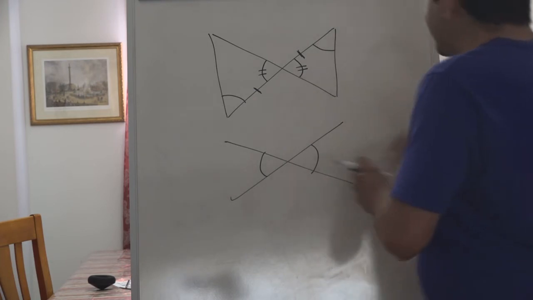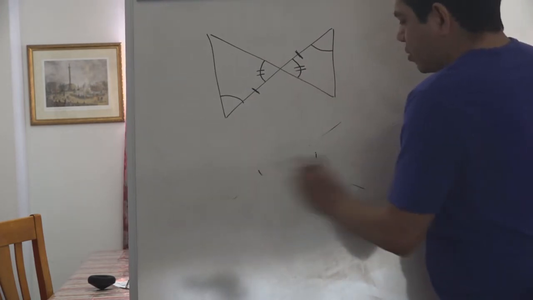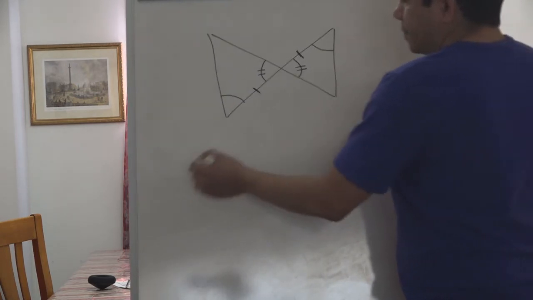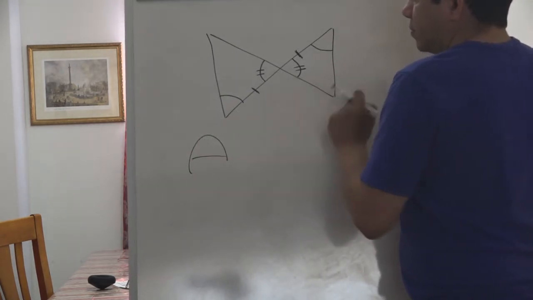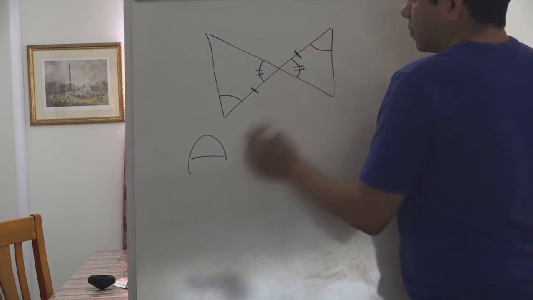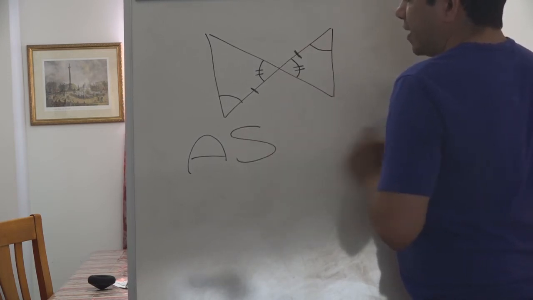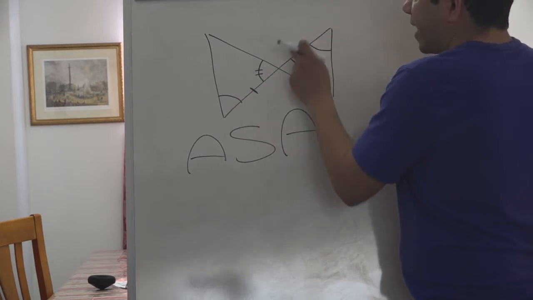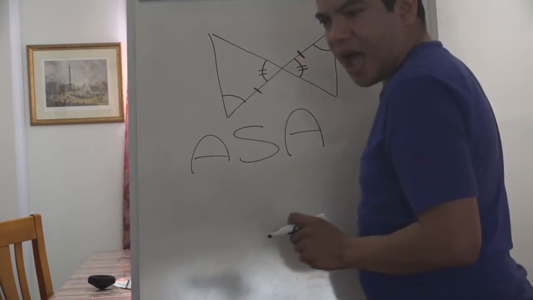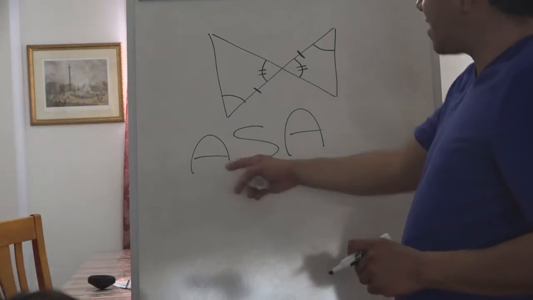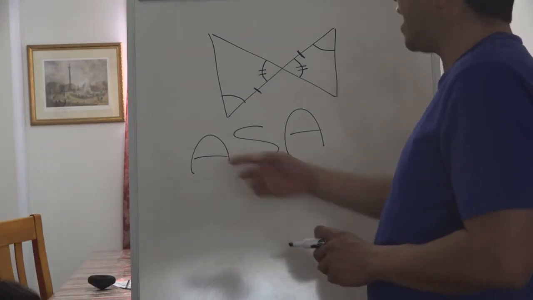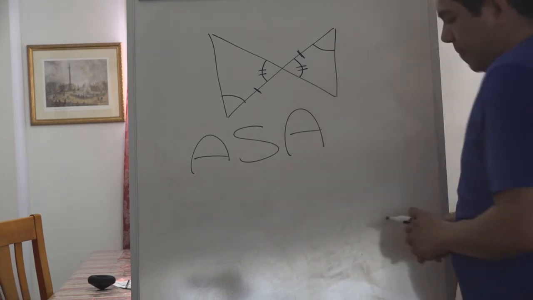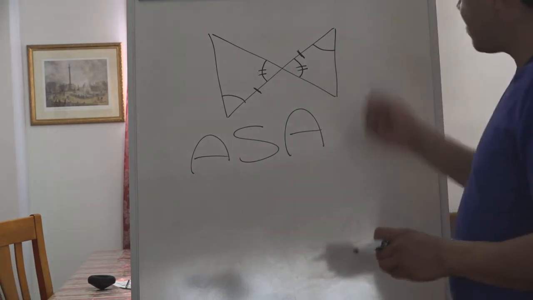So now I can say that these two triangles are congruent by angle, side, angle. ASA. Say ASA. Now say ASA. ASA. There you go. Okay, so that's basically it.